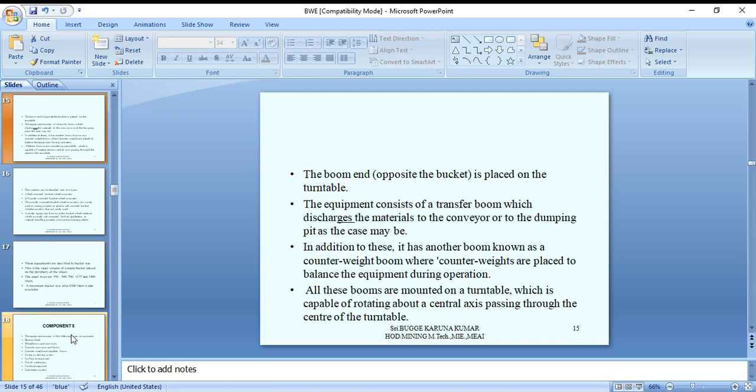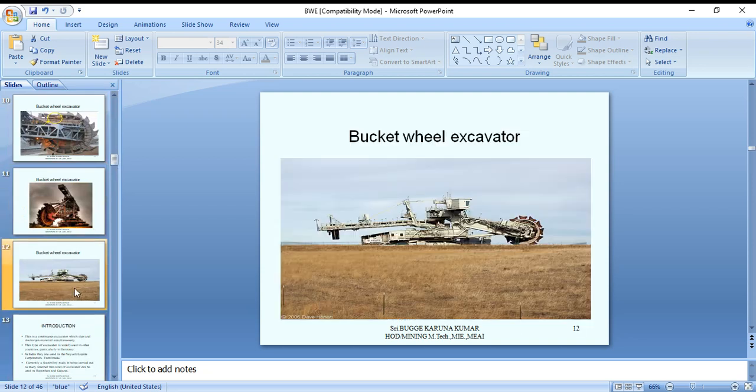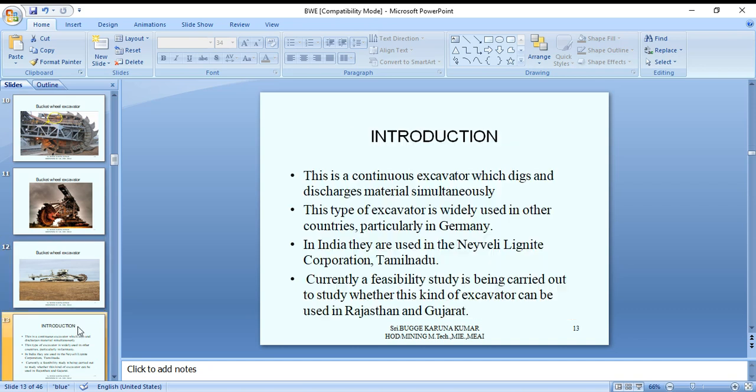The equipment consists of a transfer boom, which discharges the material to the conveyor or to the dumping pit, as the case may be. Where is the transfer boom? The other end is also a transfer boom. Here there is the bucket wheel, the boom attachment, and at the other end the turntable. Then this is the transfer, the discharging point at the other end. See how much distance there is from the cutting position to the discharging position.